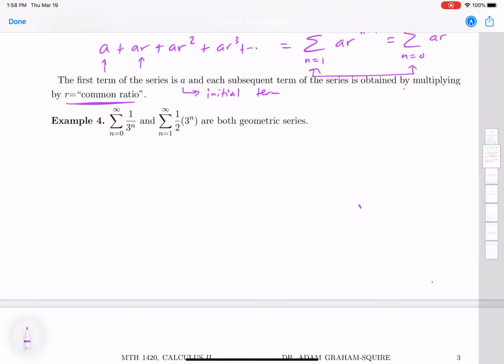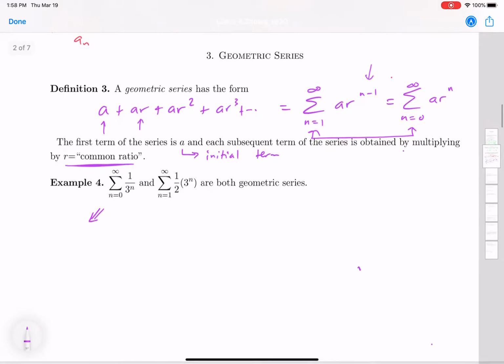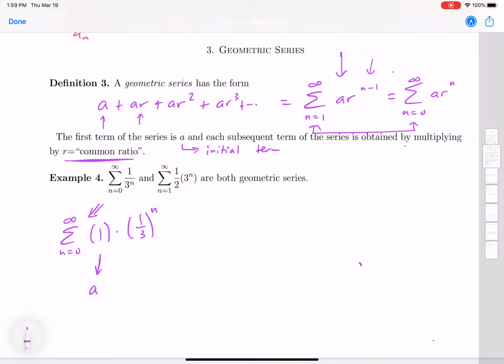So 1 over 3 to the n, we could rewrite this if we wanted it to look like this thing right here. We could say that it's a sum from n equals 0 to infinity of 1 times 1 over 3 to the n. And actually, I'm going to write that as 1 times (1/3) to the n. So here, this is my A, that's my initial term. And the 1/3 here is my R, right? So that's my R to the n power.